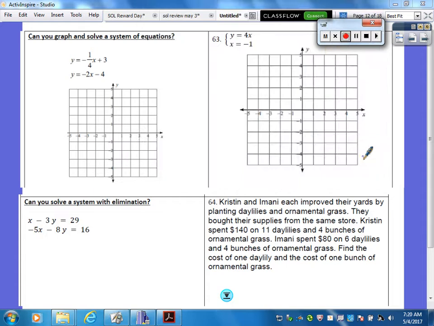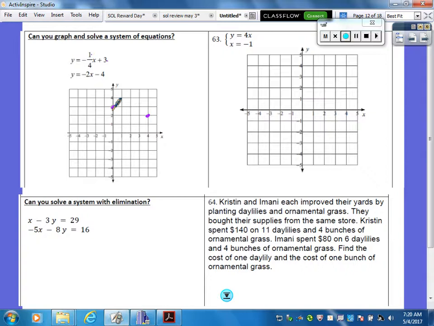Alright, let's review systems three ways: graphing, elimination, and substitution. My first one right here is a graphing one, and they are in slope-intercept form. That helps us out. What we need to do is start with the y-intercept of our first one here, so positive 3. Then it says our slope is negative 1/4, so down 1 over 4.